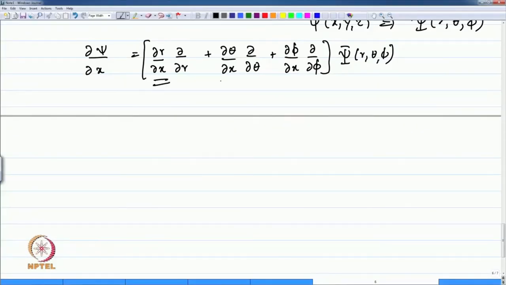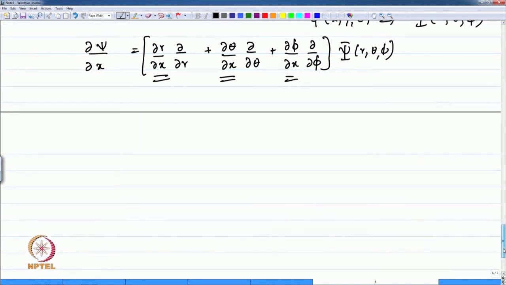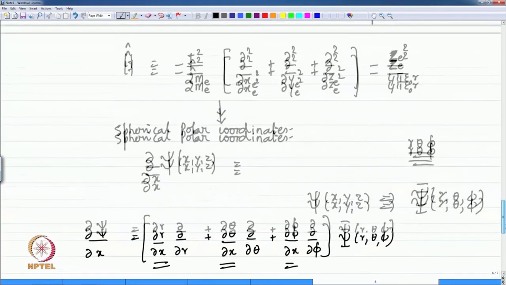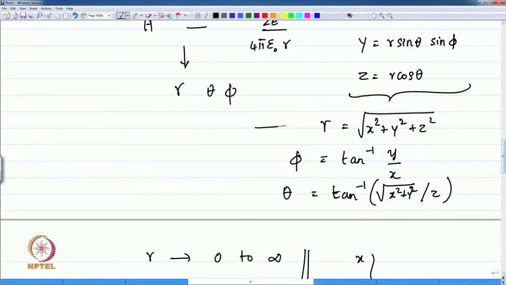And of course, you can calculate ∂r/∂x, ∂theta/∂x and ∂phi/∂x from the inverse relations that you already have. From this, you can calculate the derivative of r with respect to x, y and z, the derivative of phi with respect to x, y and z, and the derivative of theta with respect to x, y and z.